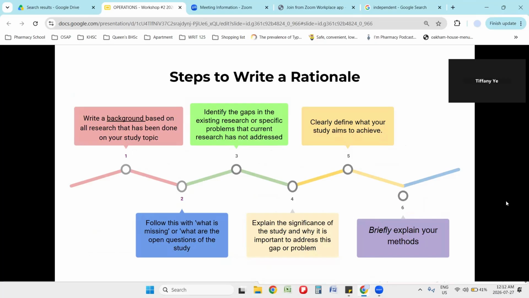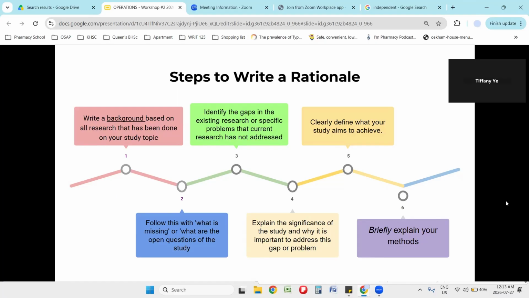So, for example, if your topic is AI chatbots and their impact on anxiety, maybe a question that hasn't been answered is, what are the impacts of chatbots on women aged 65 plus, and patients who have anxiety? So you might want to focus your rationale or hypothesis on something that hasn't been done like that. And then you want to identify the gaps in existing research or specific problems that current research hasn't addressed.